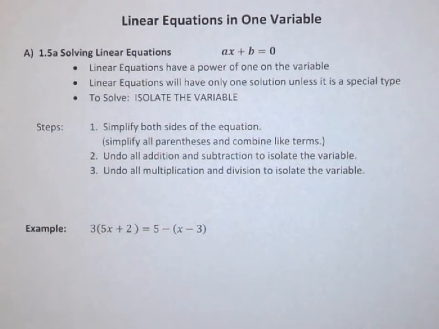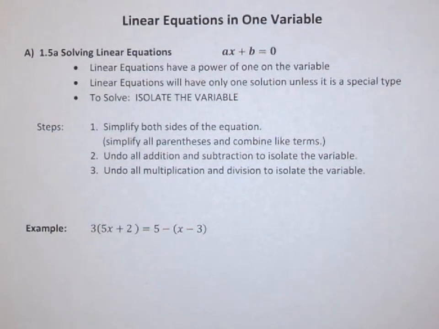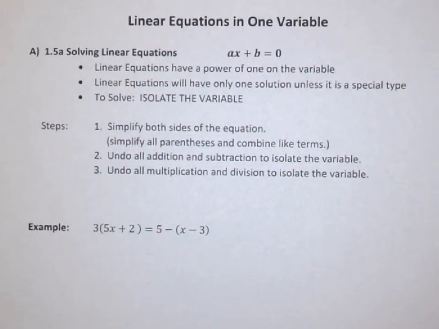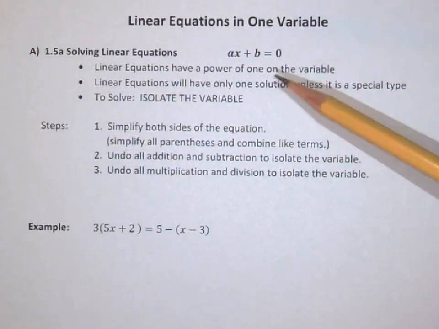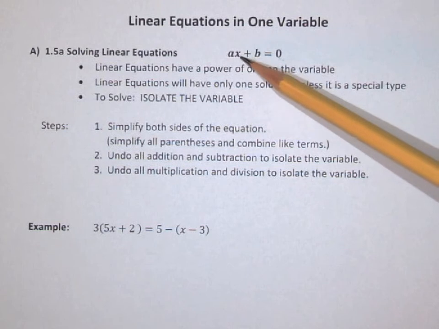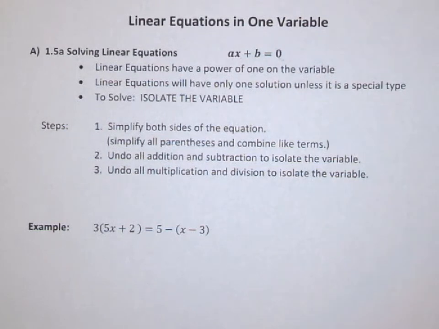Here I wanted to look at linear equations in one variable. Essentially what that means is that we only have one unknown. Those equations are typically in the form ax plus b, where x is going to be your variable and then a and b would be your constants, or represented by numbers.